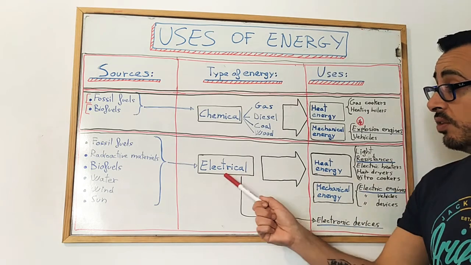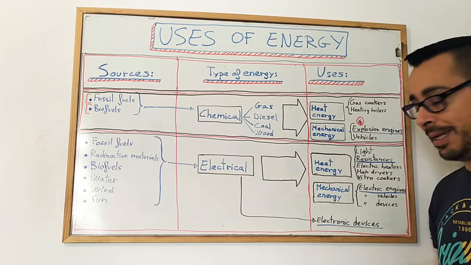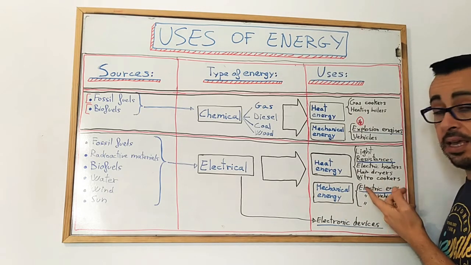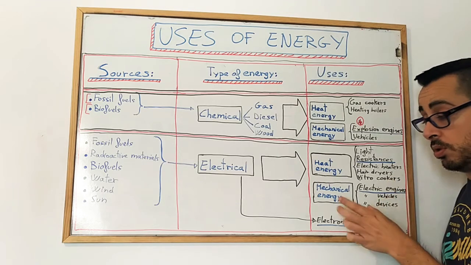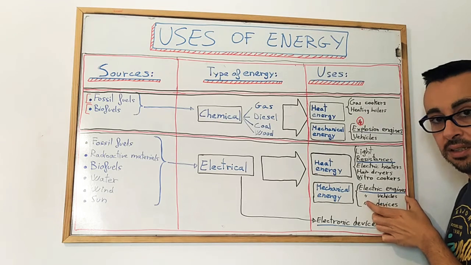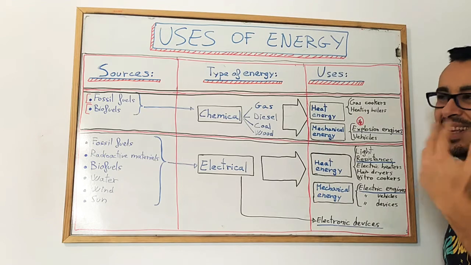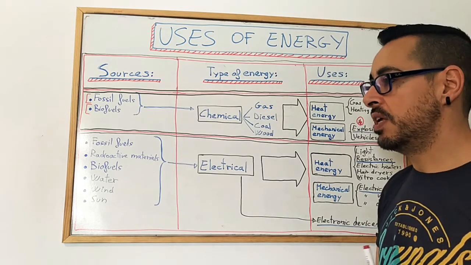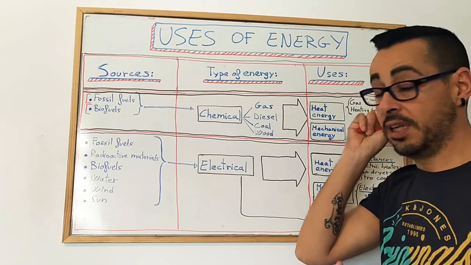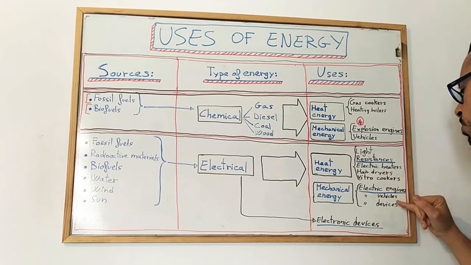Then we can transform that electrical energy into mechanical energy, and that mechanical energy is the electric engines. We transform electrical into mechanical by the electric engines, and electric engines can be used in vehicles, in any kind of device. For example, a wireless car, for the games, electric games. So many different kinds of devices.